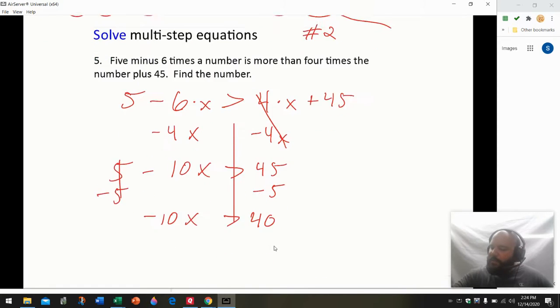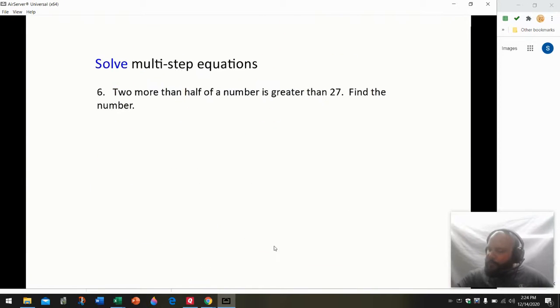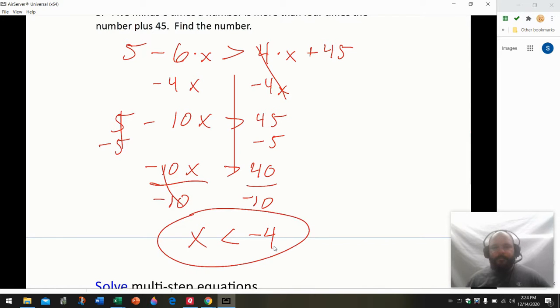And now we need to undo the negative 10 times x by dividing both sides by negative 10. And x is, remember, we got to flip the sign, less than negative 4. And there's your solution.